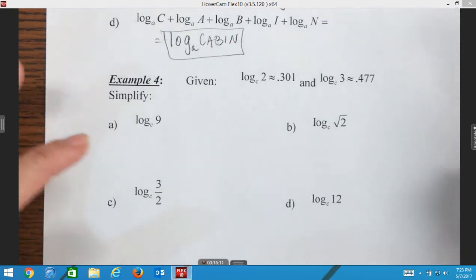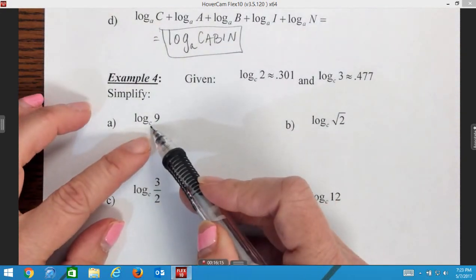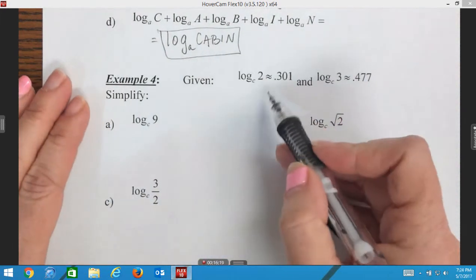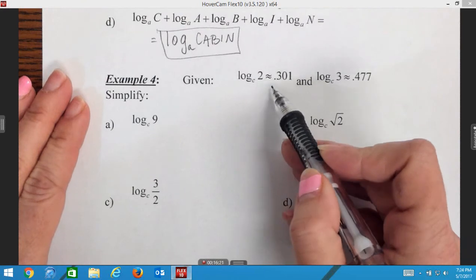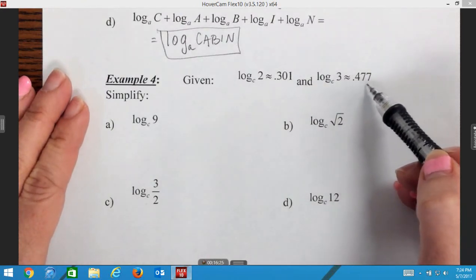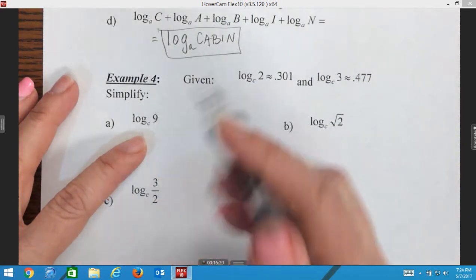Okay, last section. This would be like a non-calculator section. You can see, well, you couldn't do it on the calculator anyway because you can't type in a log base C. But we have some information given. Log base C of 2 is approximately 0.301 and log base C of 3 is approximately 0.477. Knowing that information, we can find log base C of 9.